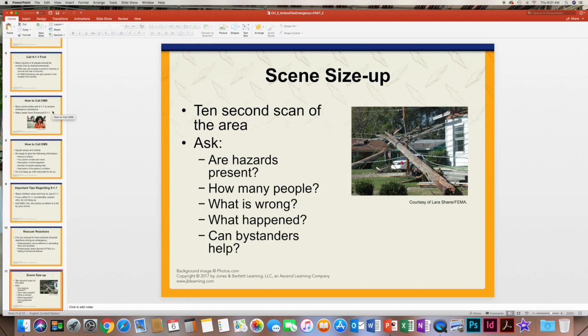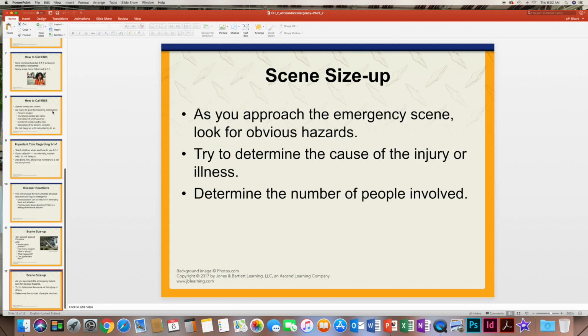You have to size up the scene. Once you get there, you have about 10 seconds to scan the area and see what's happened. Ask specific questions. Are there any hazards present? How many people are injured? What is wrong? What happened? And are there any lay people, bystanders, that can help us here?